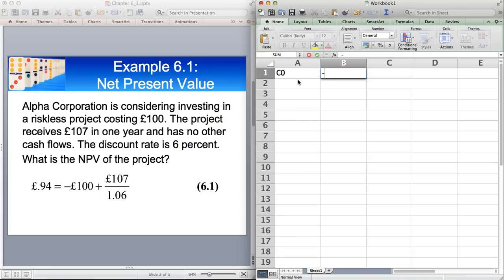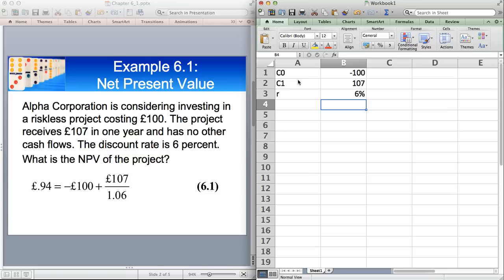And given that it's an outflow, we will have a negative value, and the value is 100, so it's minus 100. In 1 year's time, we have a cash inflow, and that cash inflow is positive because it's an inflow, and it's 107. Now, in this example, we talk about a discount rate being 6%. I will speak a bit more about that in a second, but for now, let's just assume that the appropriate rate to discount the future cash flow is 6%.